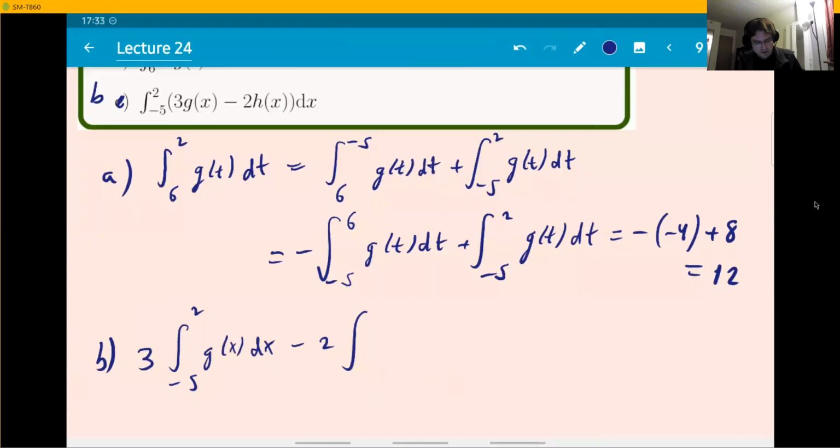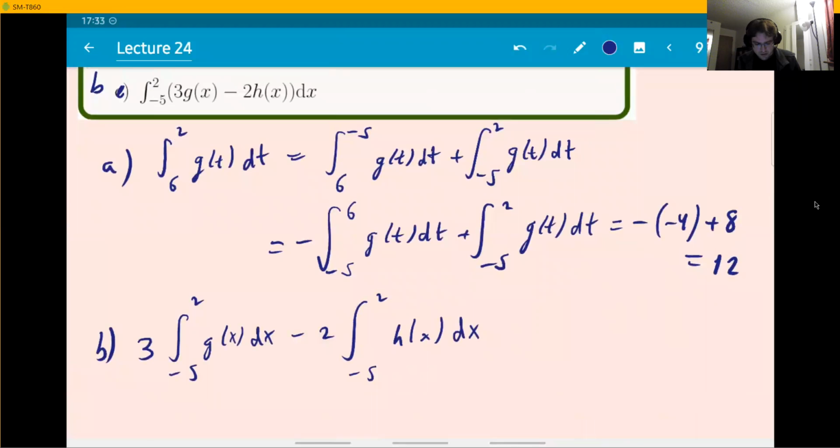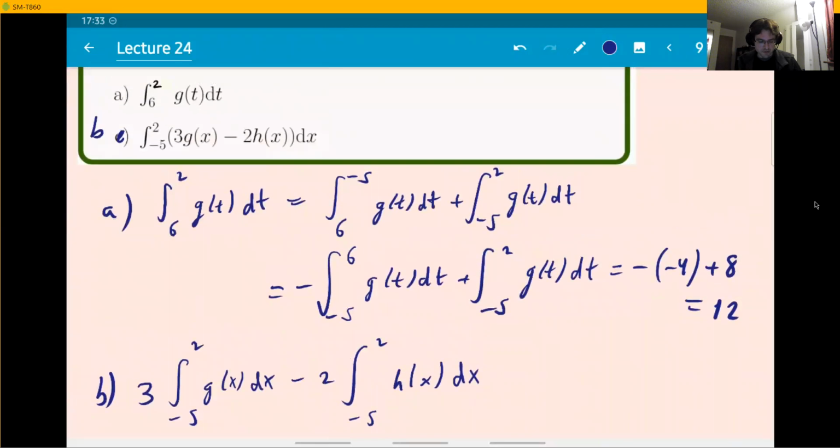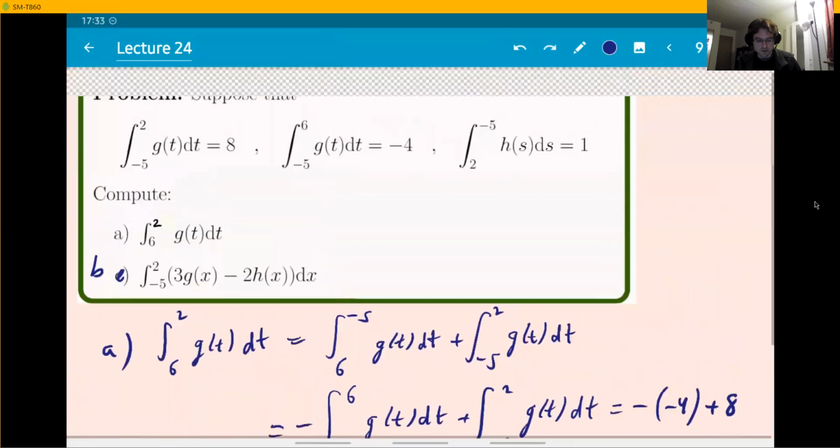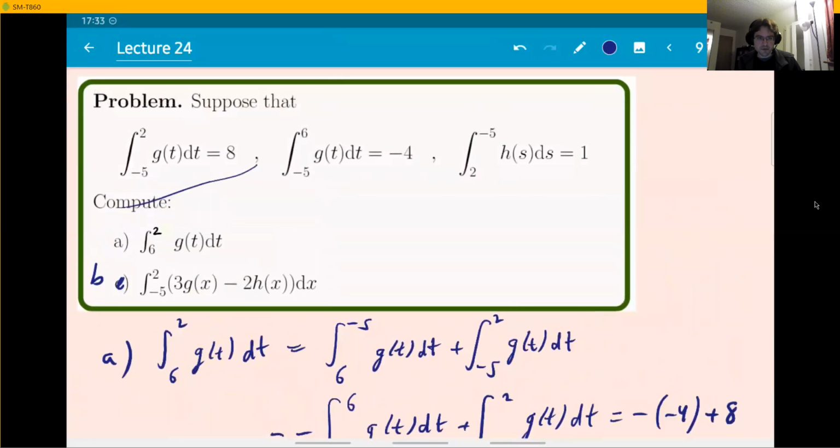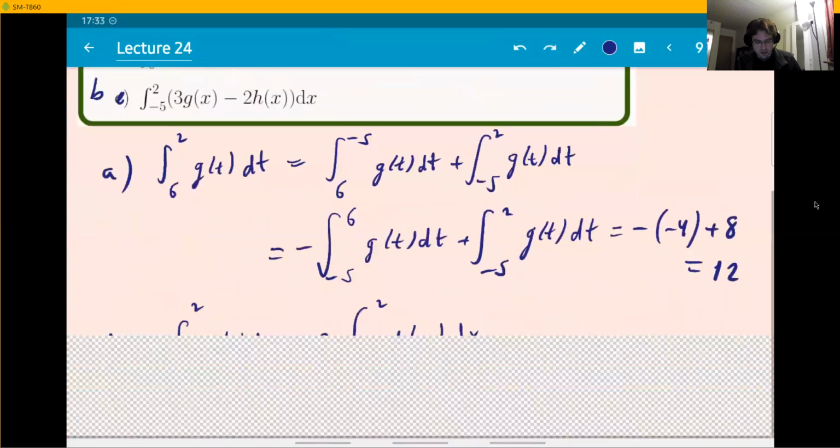The minus between the two functions, this minus can be opened up outside of the integral. All right, and the constants 3 and 2 can also be brought outside of the integral like this. So now it's just a matter of integrating the functions g and h. We know the integral of g from minus 5 to 2, even though this isn't in the variable x, and it was given in the variable t up here, that's the same thing. So this first one is 8.